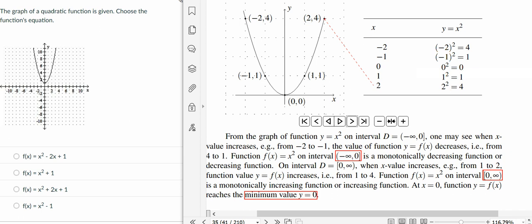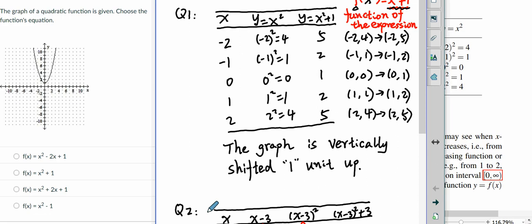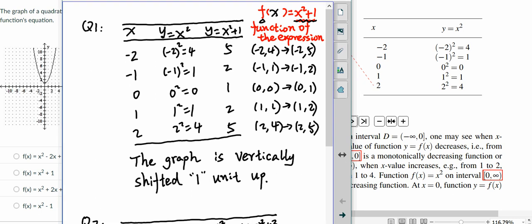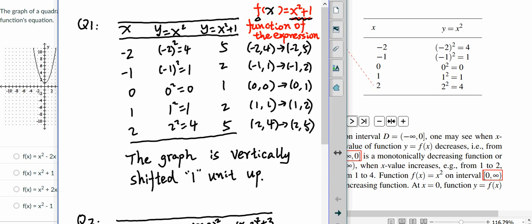That means previously here was 0, 0. Now it goes to where? 0, 1. So how does the algebraic expression look like? Let's look at the expression right here. When x equals -2, that's basically right here. Originally we get 4 here, but if we add 1, we get 5.